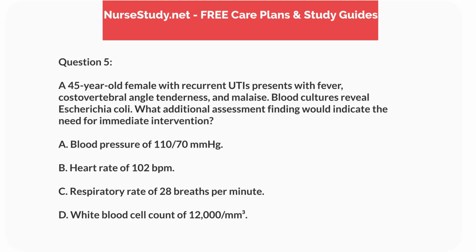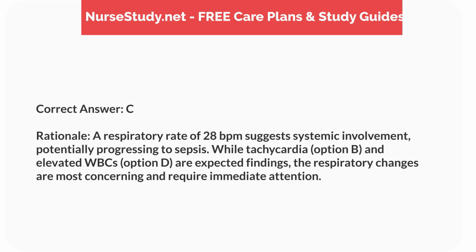A. Blood pressure of 110/70 mm of mercury. B. Heart rate of 102. C. Respiratory rate of 28 breaths per minute. D. White blood cell count of 12,000. Correct answer, C.